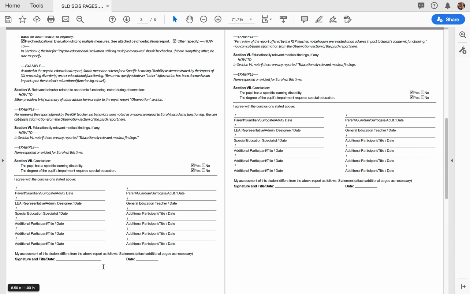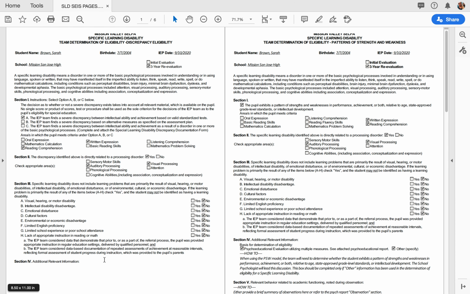If we scroll back up, if you look at the PSW page under section 1, it does not have the A, B, and C section. So what is here is not on the PSW page. Rather, when using the PSW model, the team needs to determine whether the student exhibits a pattern of strengths and weaknesses in performance, achievement, or even both, relative to age, their state-approved grade level standards, or intellectual development.